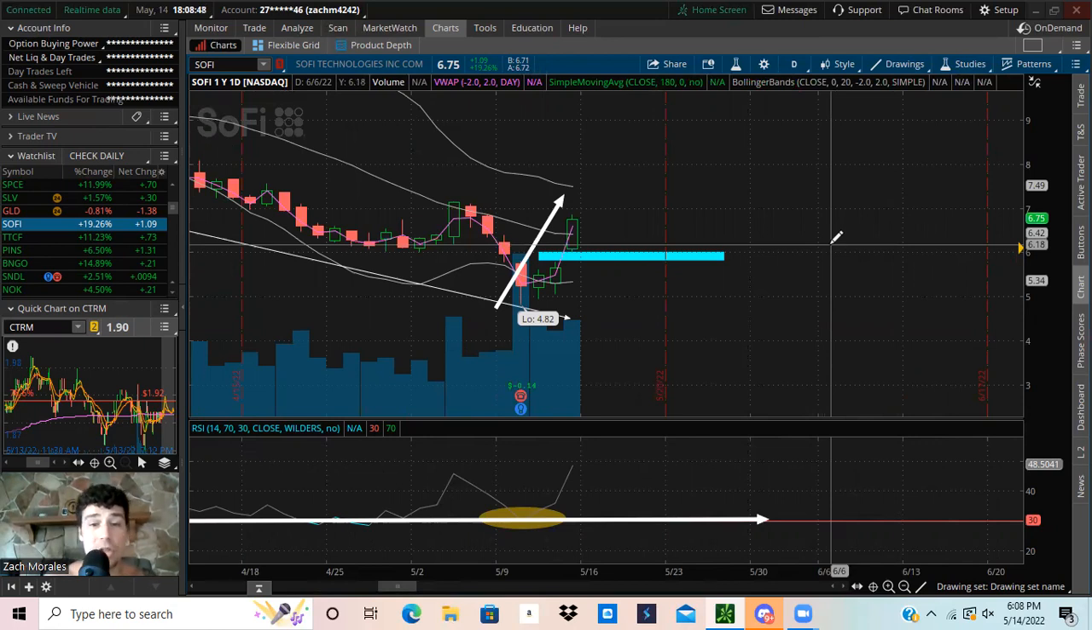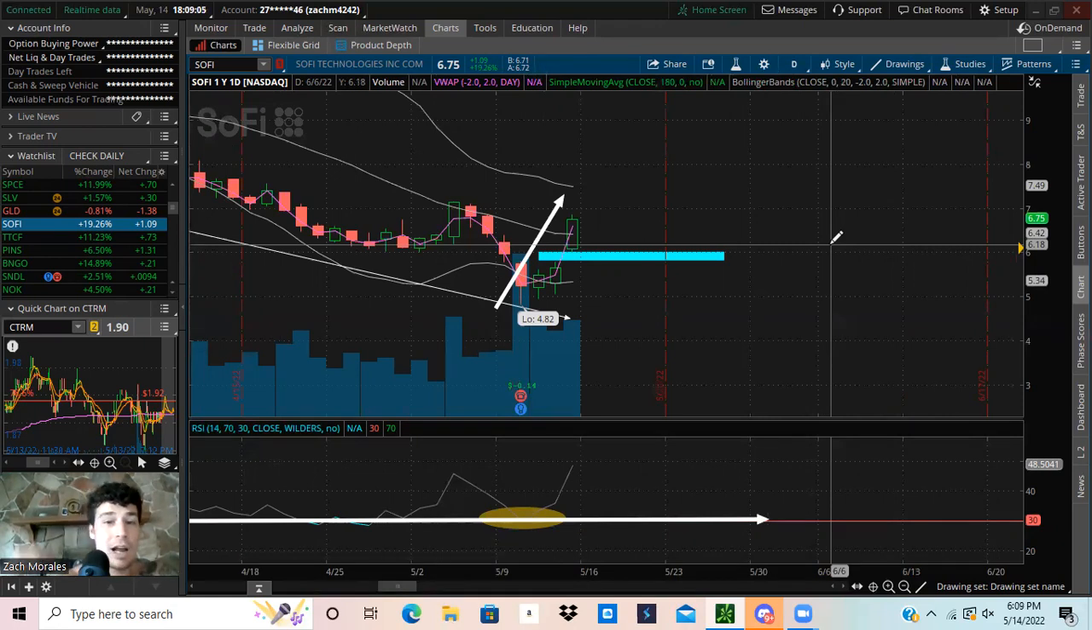If things stay bullish in the market, we could see this thing continue to rally. But don't forget, the overall long term trend is still there. It's down and the trend is your friend. So, you know, don't hate the player, hate the game.